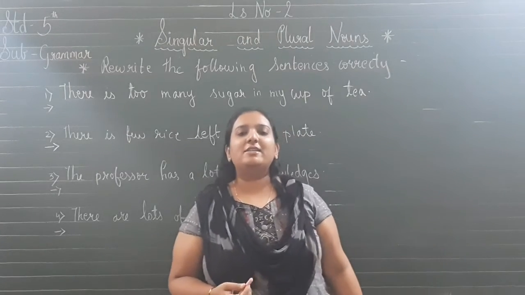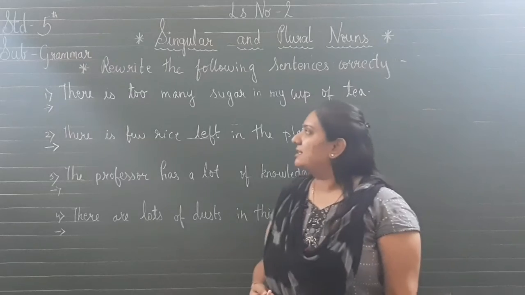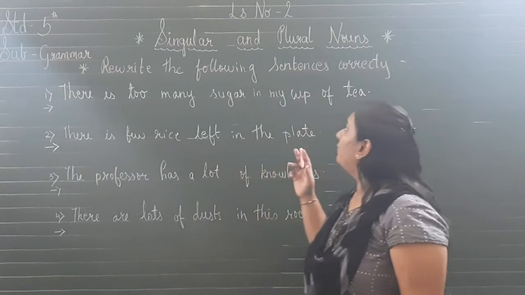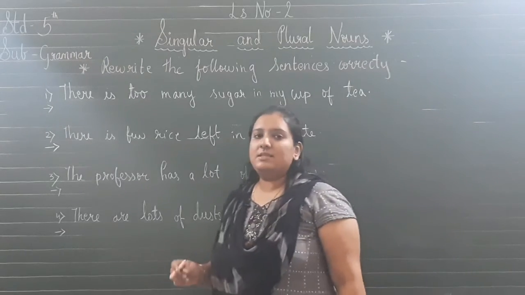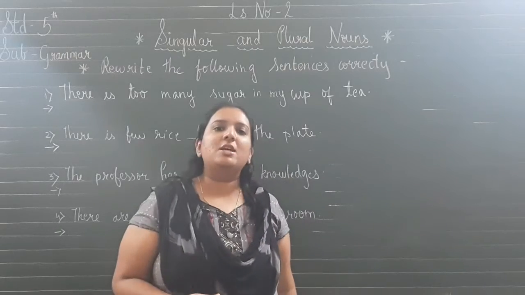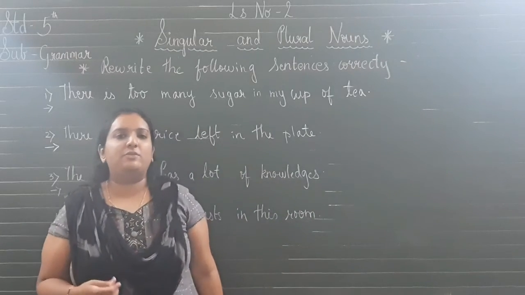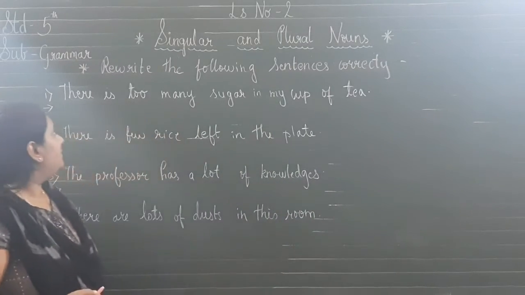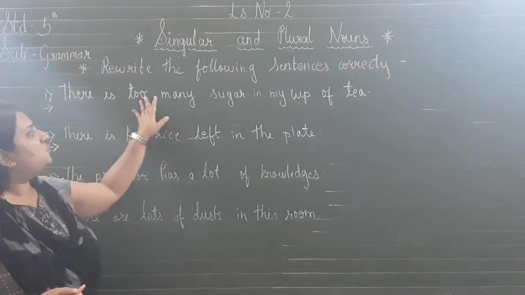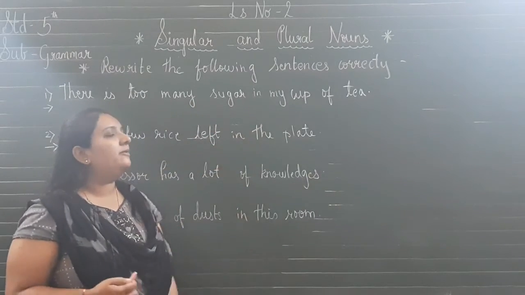Okay students, so now let us move to the next exercise. This exercise tells us to rewrite the following sentences correctly. It means either the expression is incorrect or we have to change the singular or plural nouns. For example, look at the first one. There is too many sugar in my cup of tea.